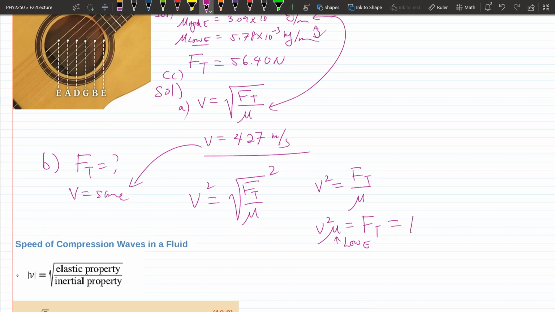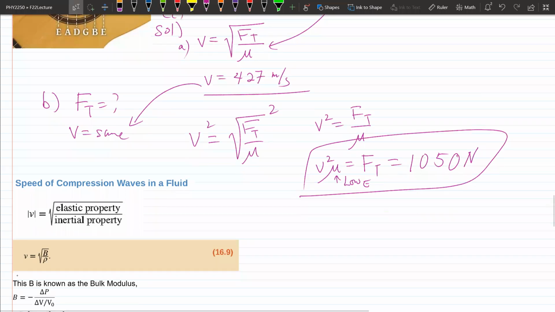That seems like a lot of tension. Okay, 1,500 Newton. Is that right? Yeah, actually, that makes sense. So you have to string your low E string at extremely high tension, which is actually going to break the string. So typically, the different string actually gives you different speed. All right, so that's how you deal with the speed on a string equations.